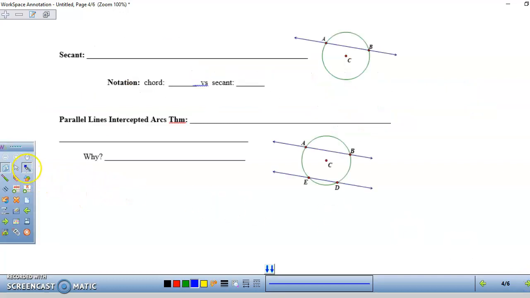Next, you have the secant. So a secant is a type of line that intersects a circle at 2 points.